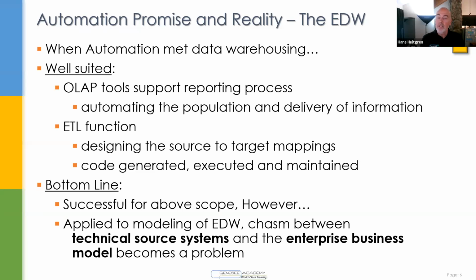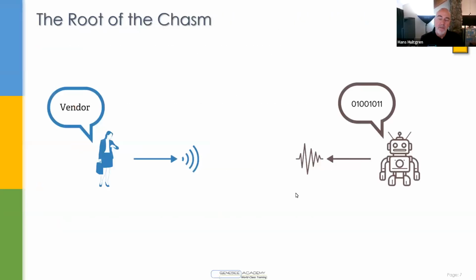Now, there's a couple reasons for this, and we're going to get into the reasons. And by the way, the problem has multiple parts, but let's get into the different parts of it. The real root of this chasm, the real root of the divide, has to do with just in general, the IT business communication gap, right?